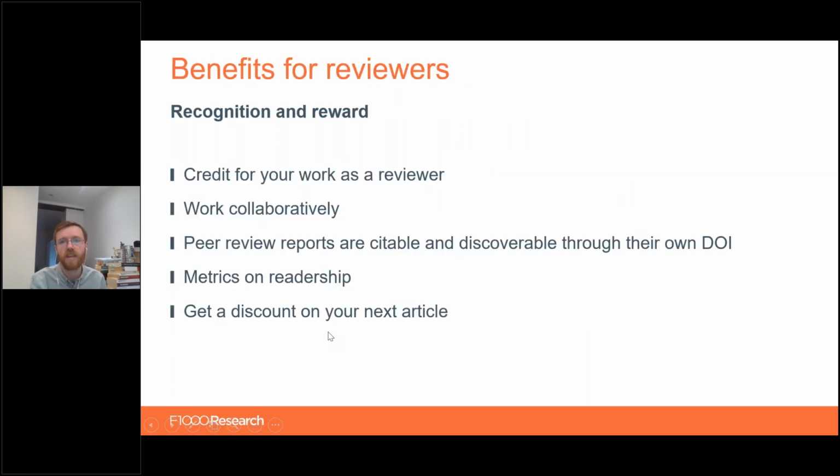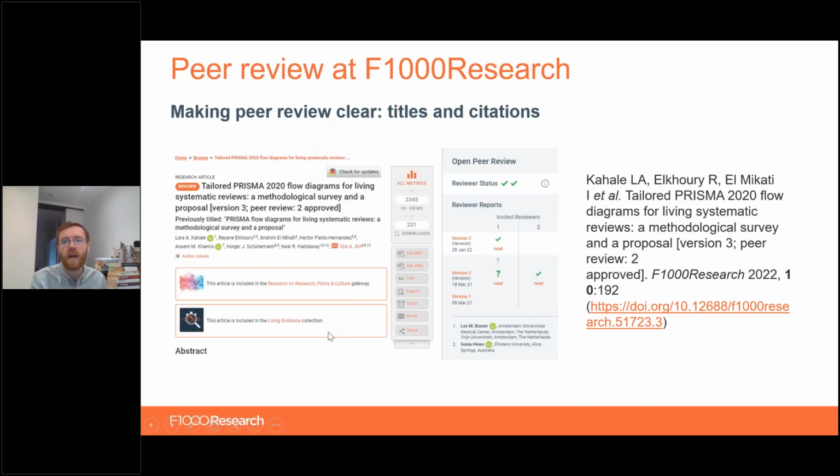That's just to make it as clear as possible what reviews an article has received and whether it's passed peer review. If an article, for example, was on its first version and had not approved, that would appear in both the title and the citation. Articles that haven't had any reviews yet are marked as awaiting peer review. So it makes clear that no peer review reports have come in, and this is something that we're very keen on.